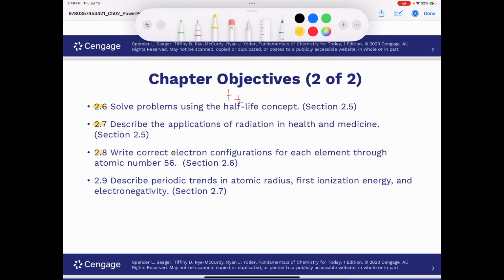Write correct electron configurations for each element through atomic number 56. So if you've ever studied chemistry at all, you've probably seen electron configurations. So if you remember the 1s2, 2s2, 2p6, etc., that's electron configuration. And if you've never seen it before in your life, don't worry about it. We're here to learn it. And then describe periodic trends in atomic radius. So you need to be able to discuss or describe trends in terms of atomic radii, first ionization energy, and what is known as electronegativity as well. So we're going to cover all these concepts in chapter 2.